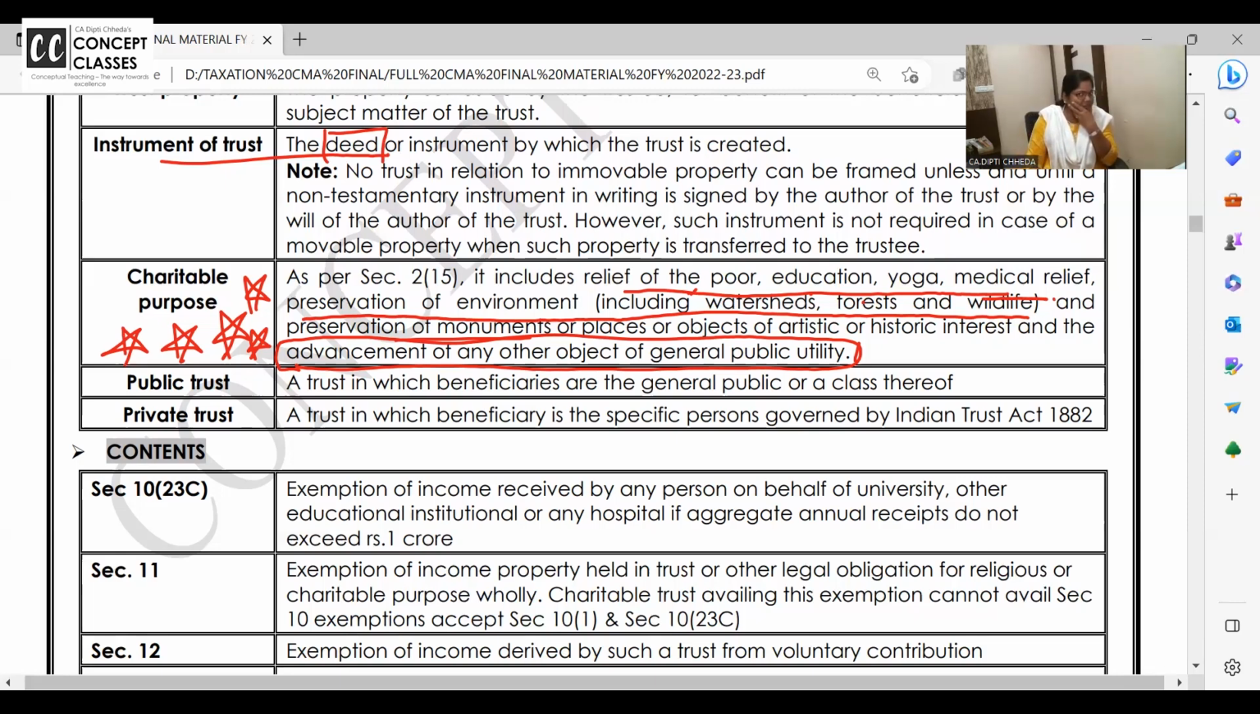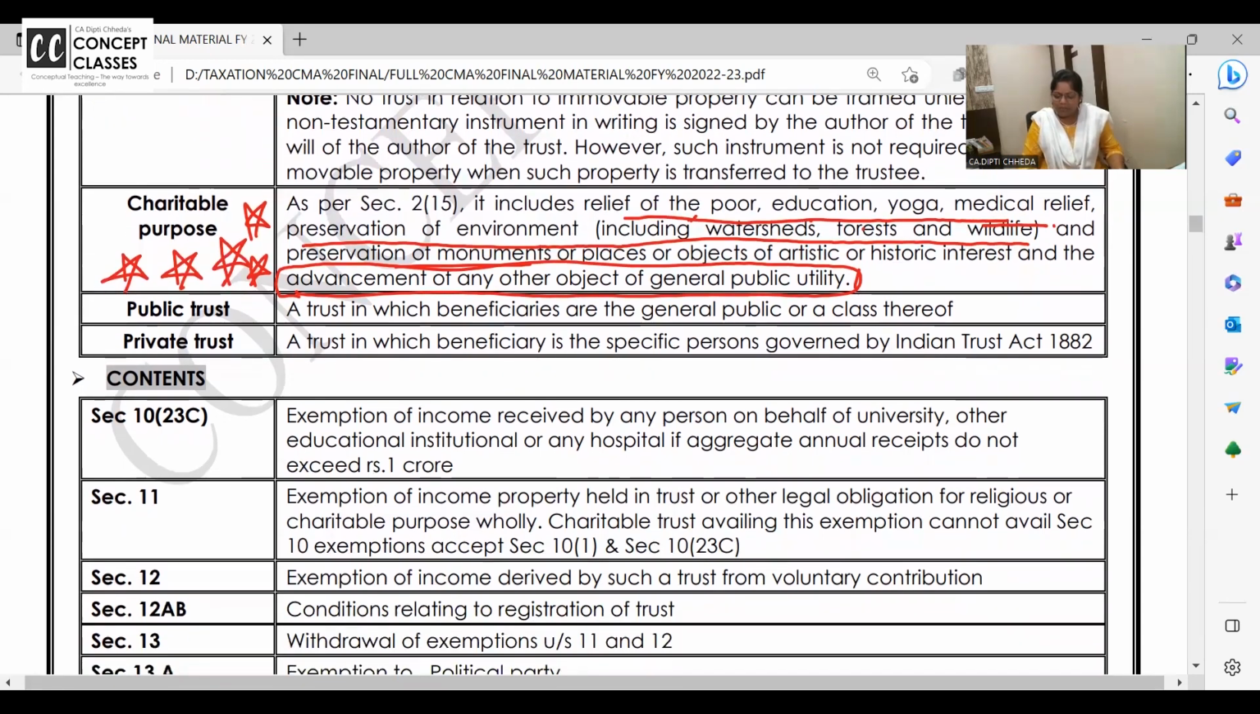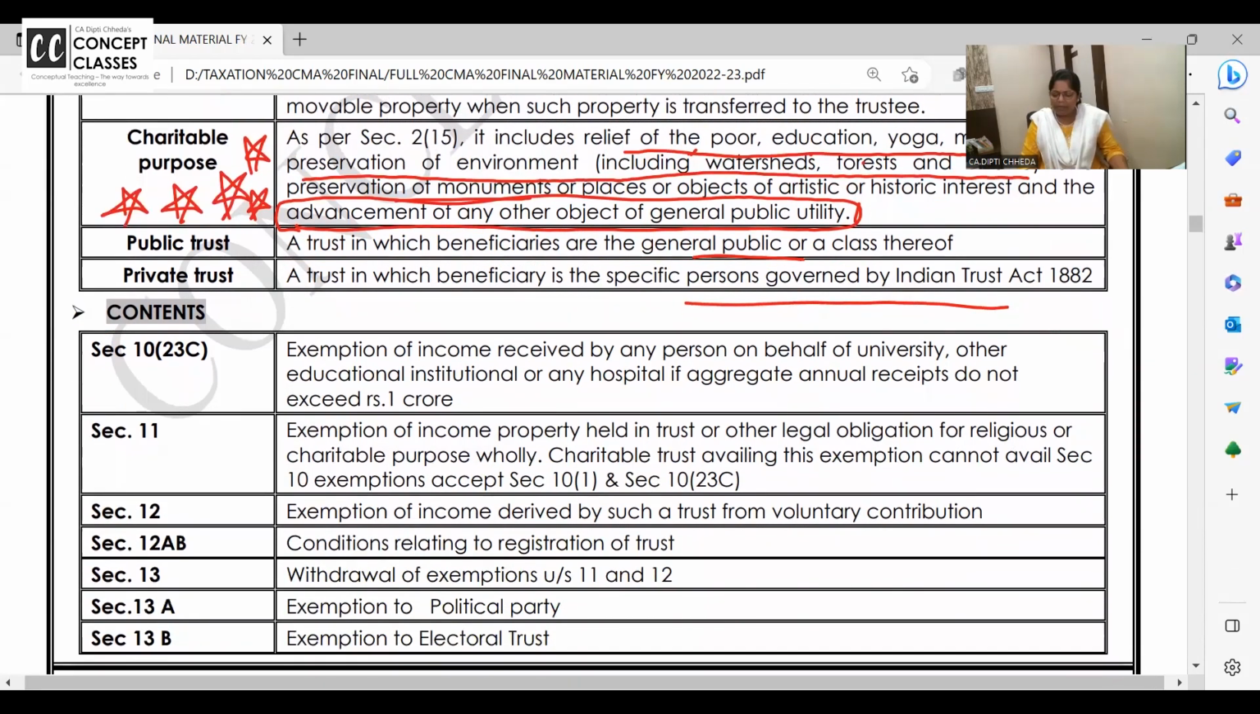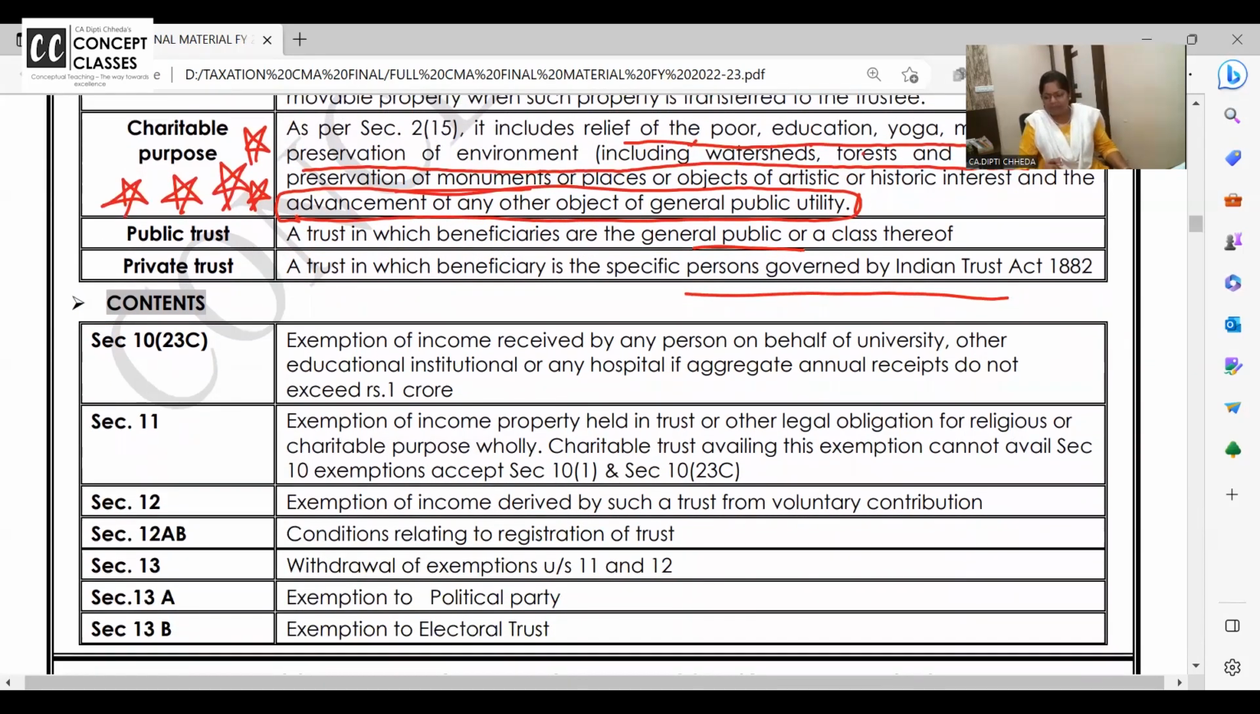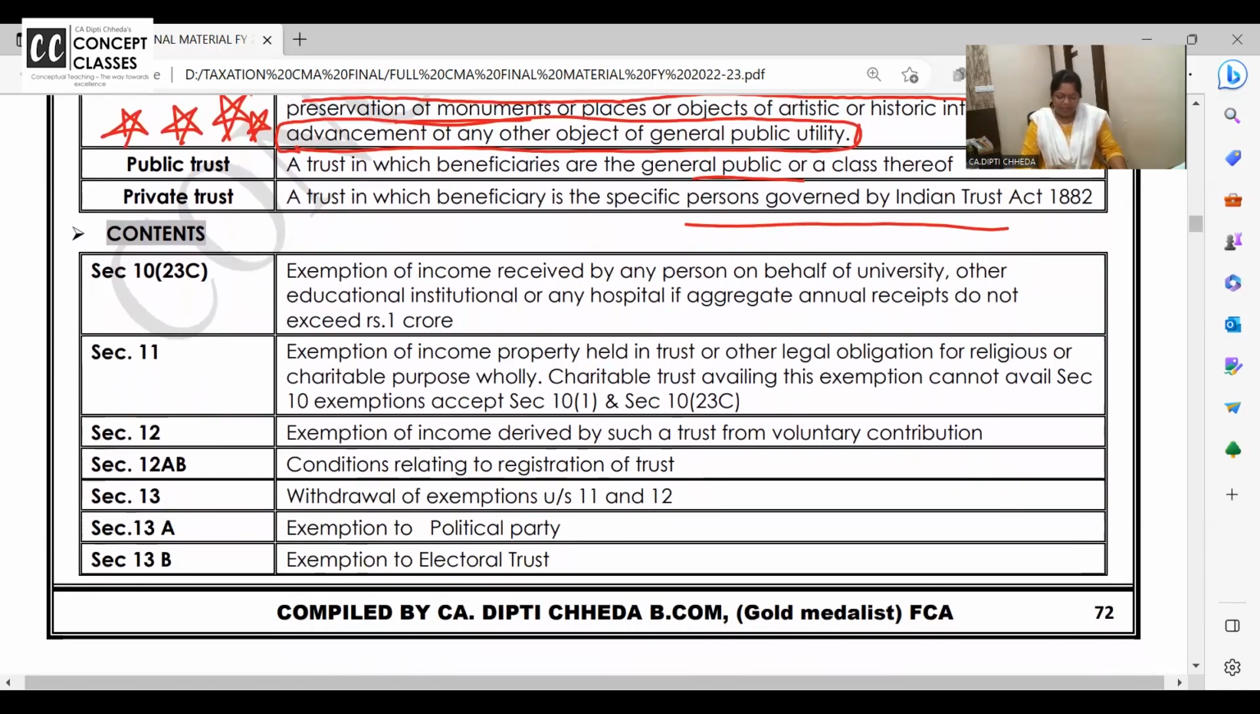So is it for general public utility? Yes. But general public utility in a wider range can have a category of people. Public trust is where the benefit is for the general public. Private trust is governed by the Indian Trust Act and is for the benefit of some family members. In this chapter, you will be studying section 11, exemption: what conditions must be met so that the income of the trust will be exempt.